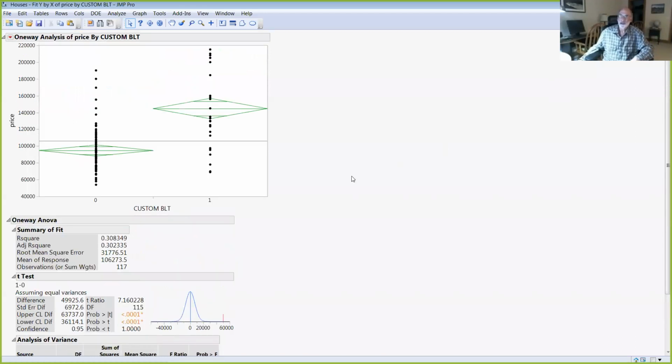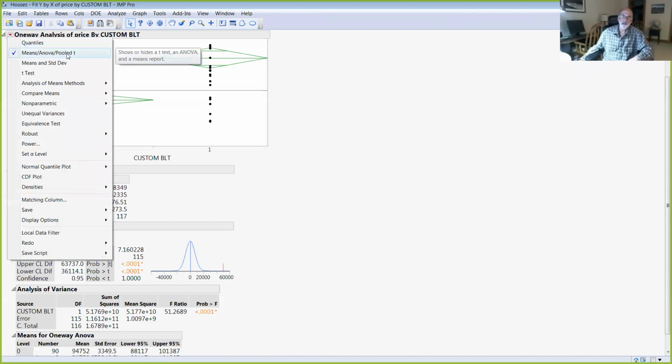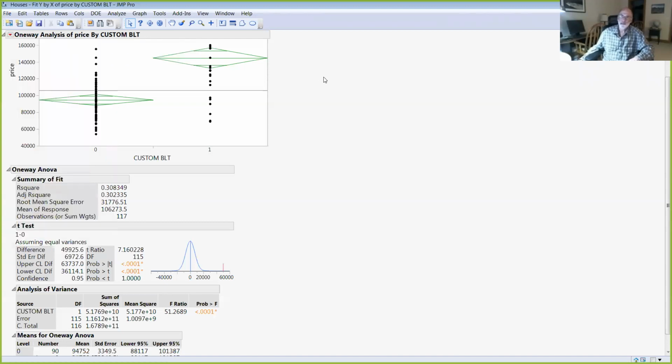You will notice that I skipped over another thing that's being said here. It says assuming equal variances. One way to do this test is what's called a pooled t-test. And you will notice when I click the red arrow, it said pooled t-test. There's an assumption being made that these two random samples have the same standard deviation, the same variability. And the importance of that is if they have the same variability, then they pool them together to estimate what the population variability is of all houses together.